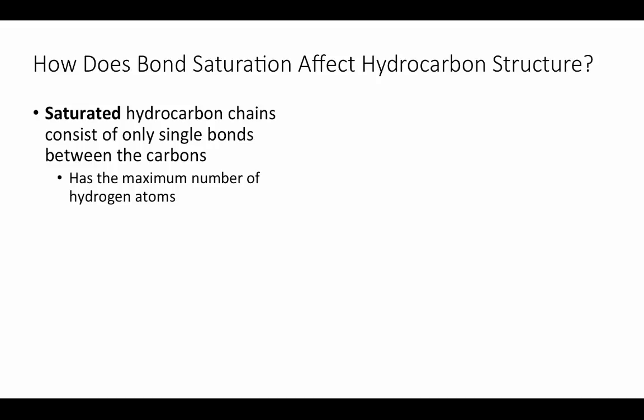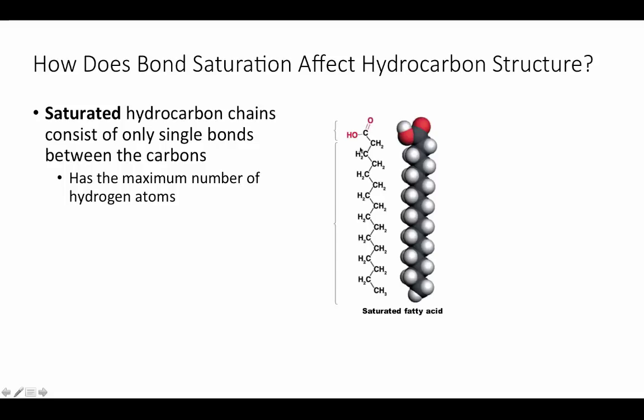And these can also differ in bond saturation, and that's going to affect the structural properties of the hydrocarbons in these 3 tails in the fat molecule. So what do we mean by saturation? So saturated hydrocarbon chains consist of only single bonds between the carbons. So this is going to have the maximum number of hydrogen atoms attached, and it's going to form a very regular molecule. So remember, when each of these carbons is making its maximum number of 4 bonds, it's going to take on a tetrahedral shape. So in the space filling model, we see a nice straight, regular chain of hydrocarbon.